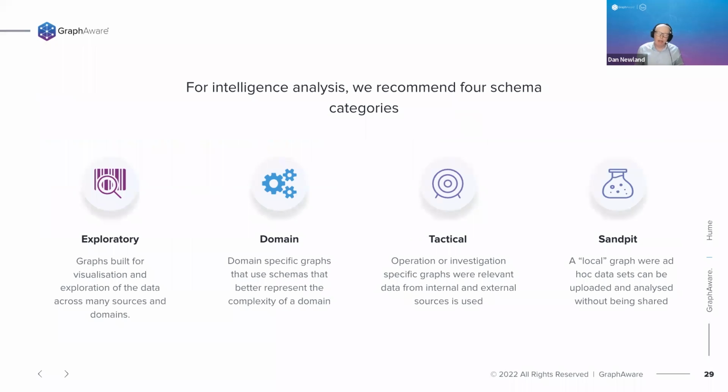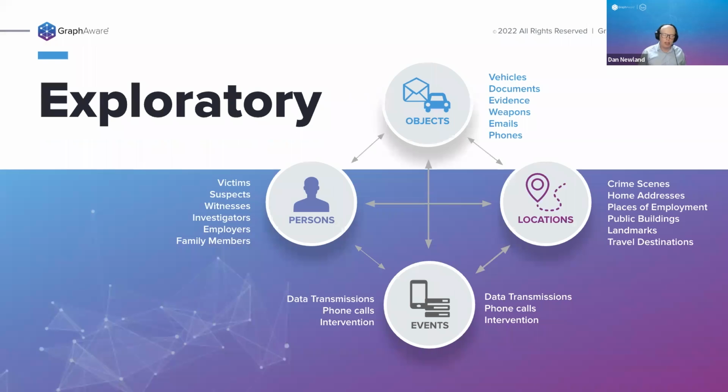In the intelligence domain, we really see 4 types of schemas or 4 types of graphs that get created: the exploratory graph, the domain-specific graph, the tactical graph, and the sandpit graph. I'm going to go through each of these 4 and talk about what they look like in the intelligence space. The first is exploratory. POLE is a great example of an exploratory graph, which is person, object, location, and event. It's a very famous schema design and basically summarizes information from a number of different source systems into a really simple and easy to understand schema.